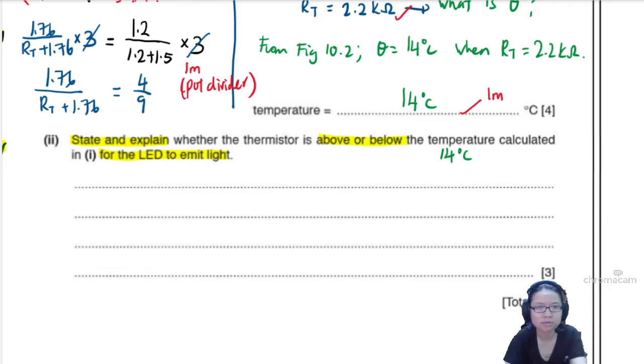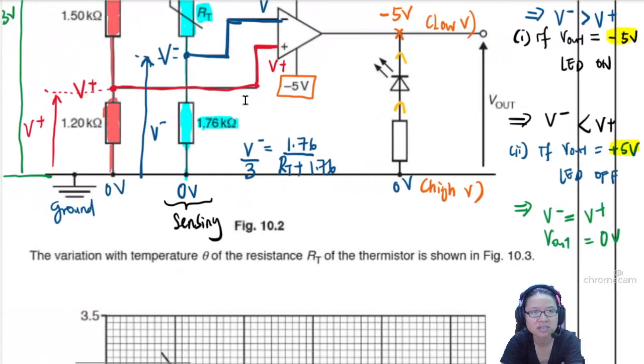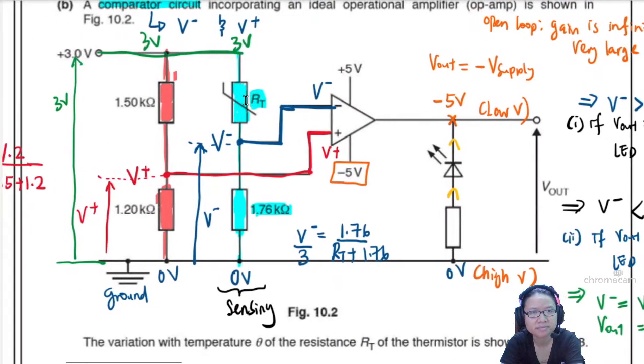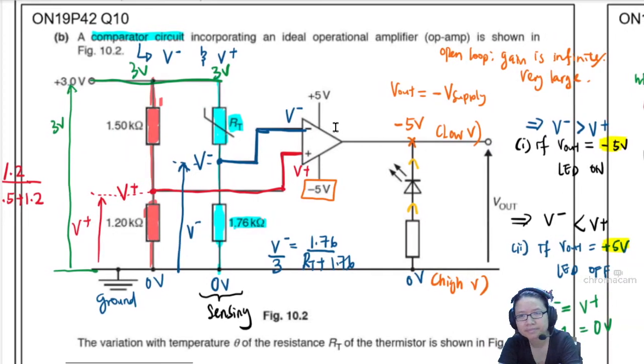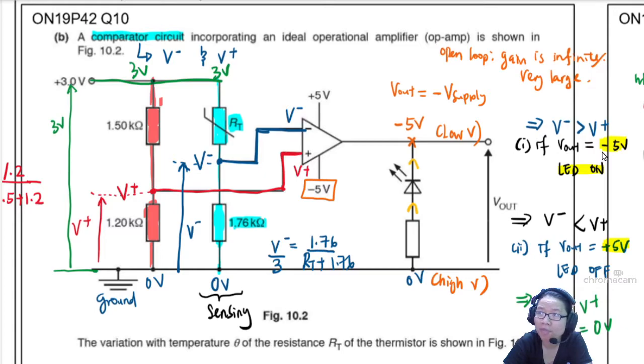Well, we need to go and look at the LED again, right? Let's stare at the circuit now. We have already concluded that the LED is on when Vout is negative 5 volt. And when is Vout negative 5? When V minus is bigger than V plus.